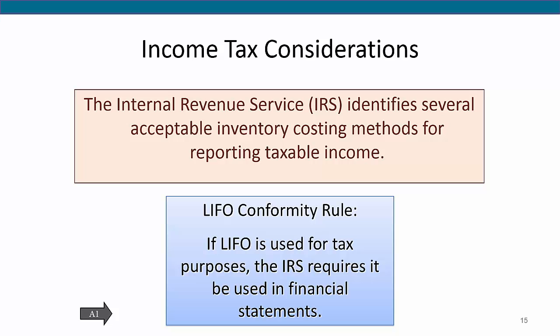Companies can and often do use different costing methods for financial reporting and tax reporting. The only exception is when LIFO is used for tax reporting. In this case, the IRS requires that it also be used in financial statements. It's called the LIFO conformity rule.